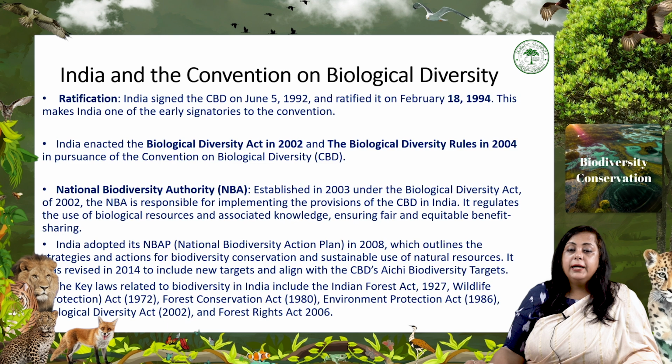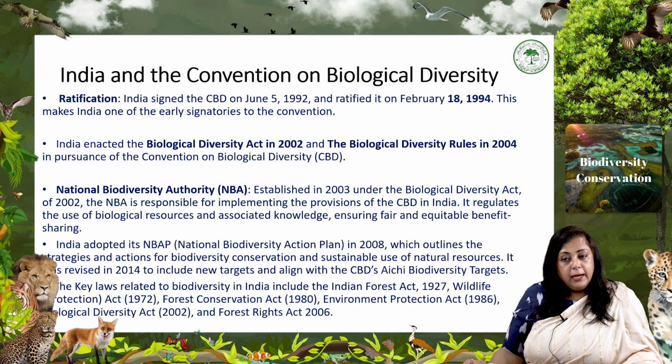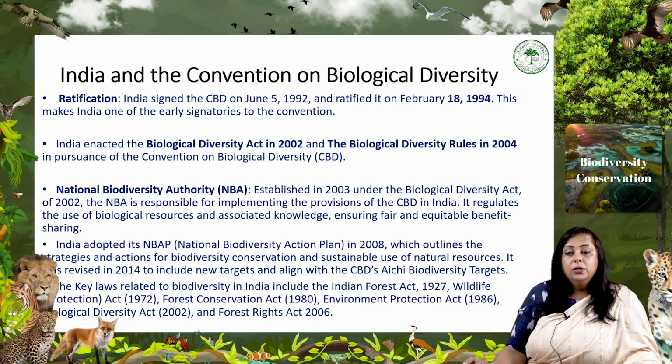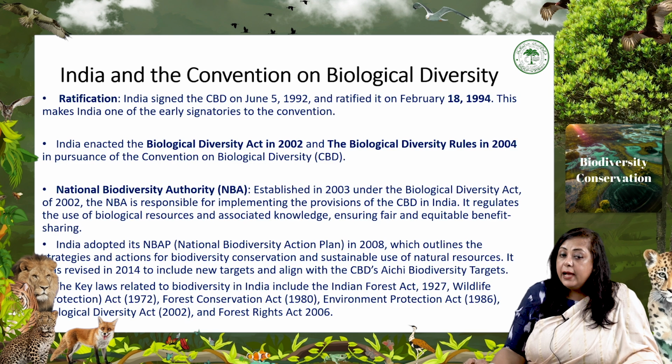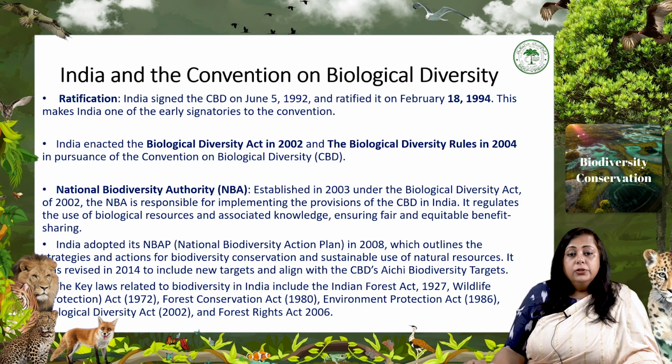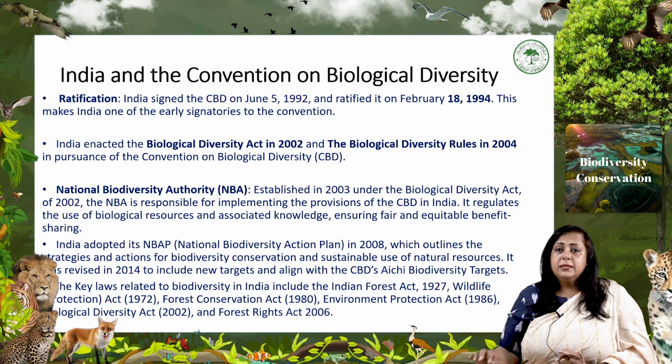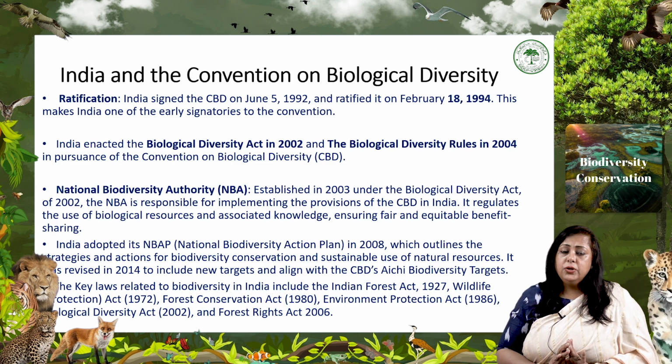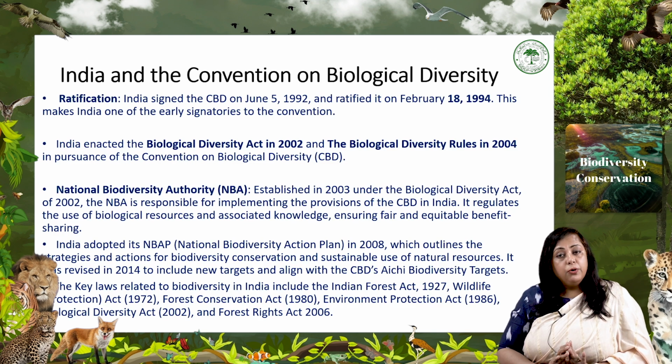The key laws related to biodiversity in India include the Indian Forest Act 1927, which is a British Act, the Wildlife Protection Act 1972, the Forest Conservation Act 1980, the Environment Protection Act 1986, the Biological Diversity Act 2002 and the Forest Rights Act 2006. So, the CBD has been not only signed and ratified by India, but we made our own law on the basis of the Convention on Biological Diversity, and we are still governed by the rules and regulations of the CBD.